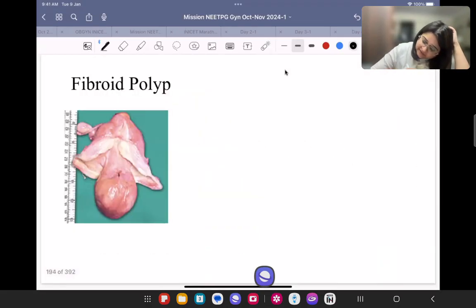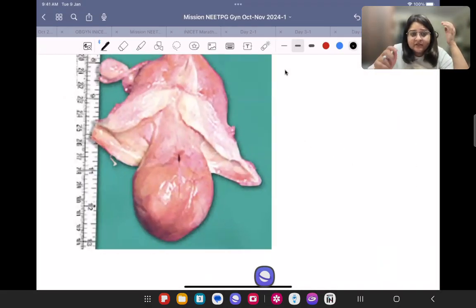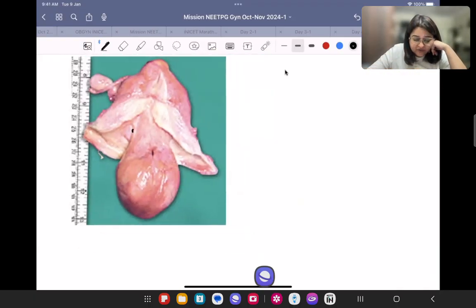This is a hysterectomy specimen showing a large fibroid polyp. The polyp has been so large कि वो cervix के बाहर ही आ गया, probably vagina के बाहर भी दिख रहा होगा.